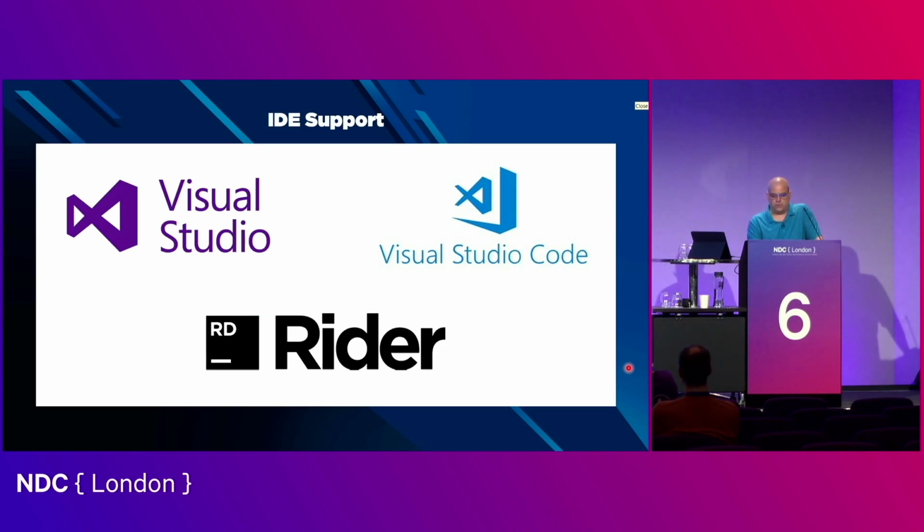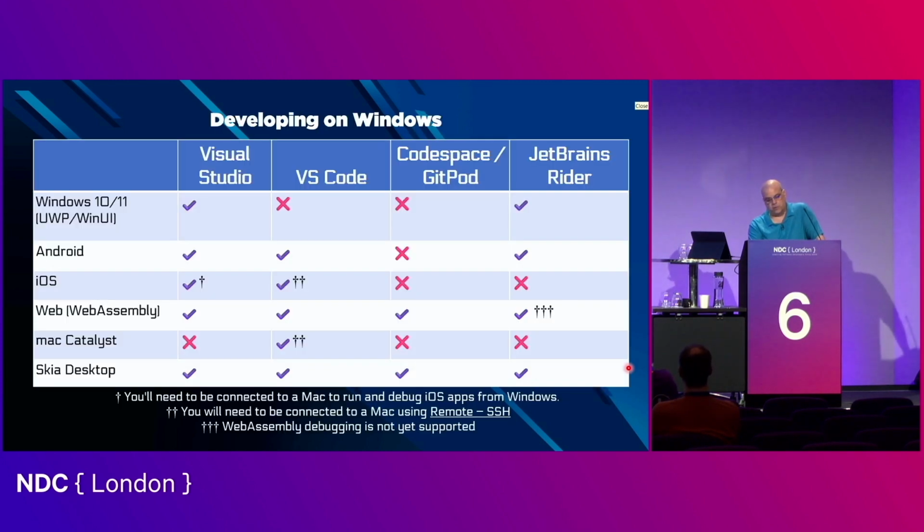For IDEs, you can use Visual Studio Code, or JetBrains Rider. There's some compatibility issues depending on the environment, which we'll see on the next slide. If you're on Windows, purple checkboxes are everything you get if you're using Visual Studio with Android, etc. So if I look here, and I'm only building for Windows 10 and 11, I can use Visual Studio or I can use JetBrains Rider. If I want Android, I can still use Visual Studio. I can use Visual Studio Code, JetBrains Rider, etc.